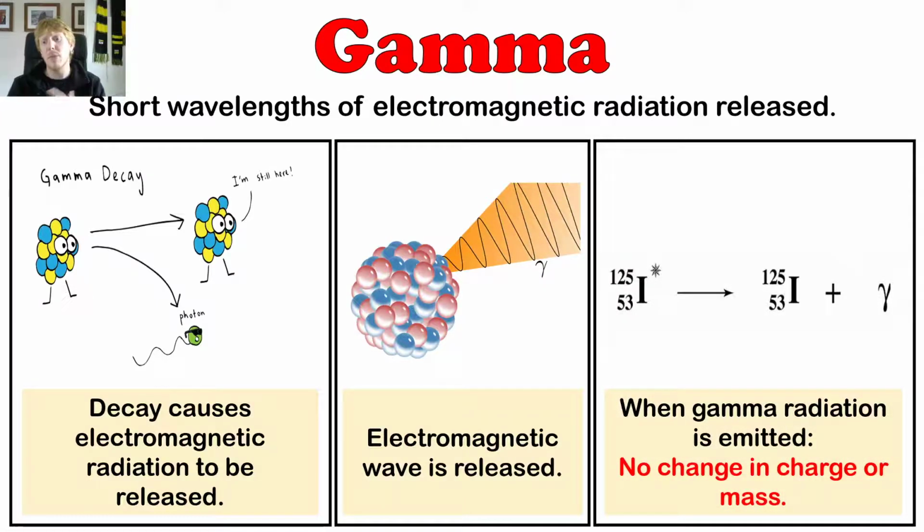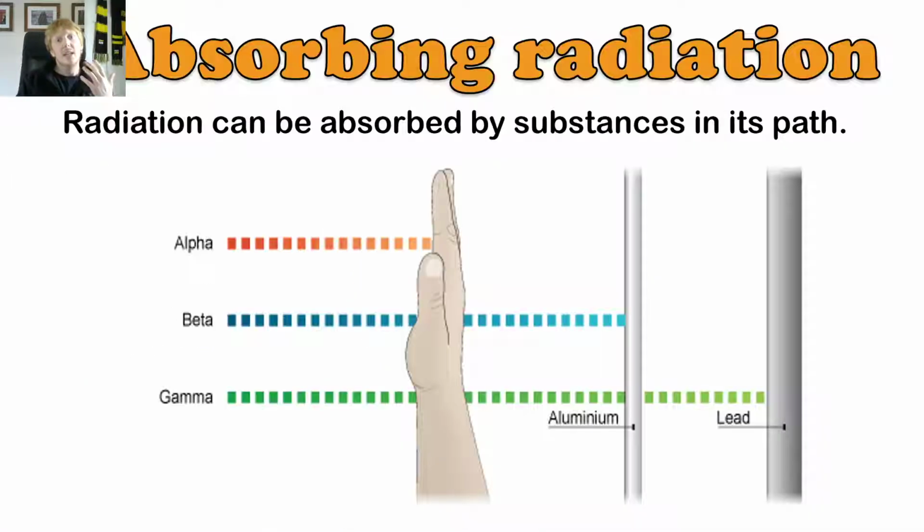When gamma radiation is emitted, and this is probably the easiest part about it, there's no change in charge or mass. It is exactly the same all the way through, because there are no protons and no neutrons in the particle. It's just a photon. It's just a wavelength of energy.